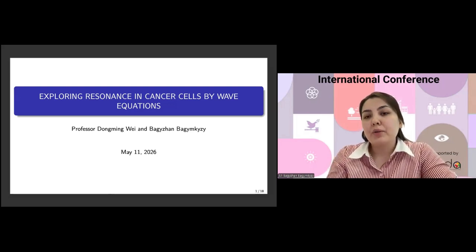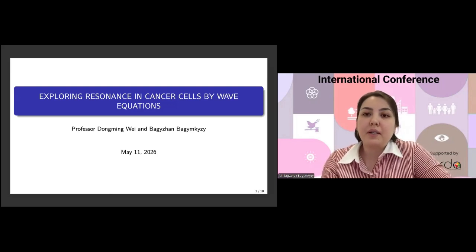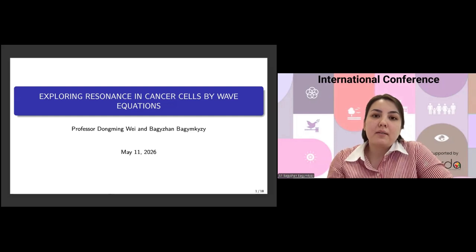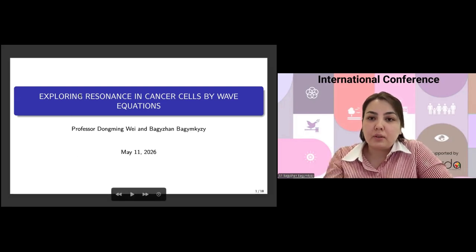As an example, we used the MCF7 breast cancer cell. We are interested in this topic because not only biologically can cancer cells change, their mechanical properties can also be changed during disease or metastasis. So let me continue with the abstract part.